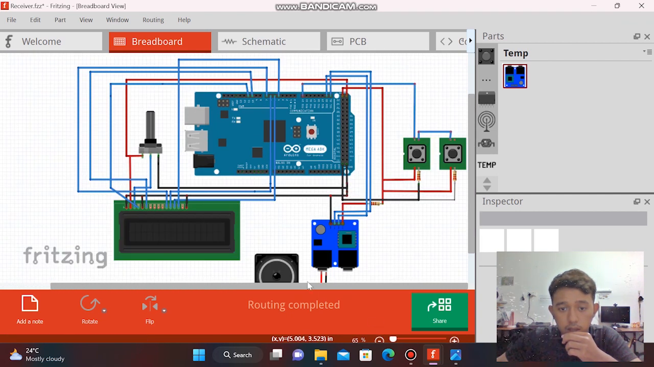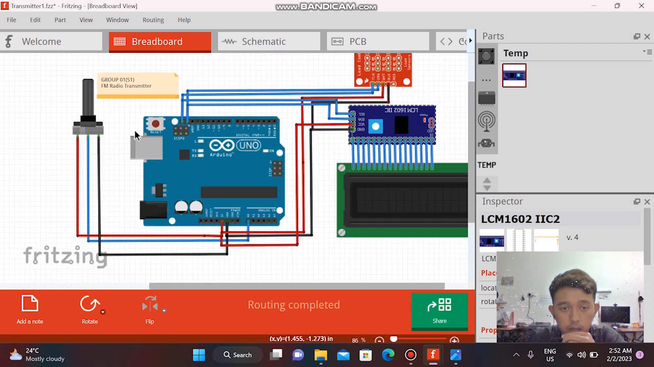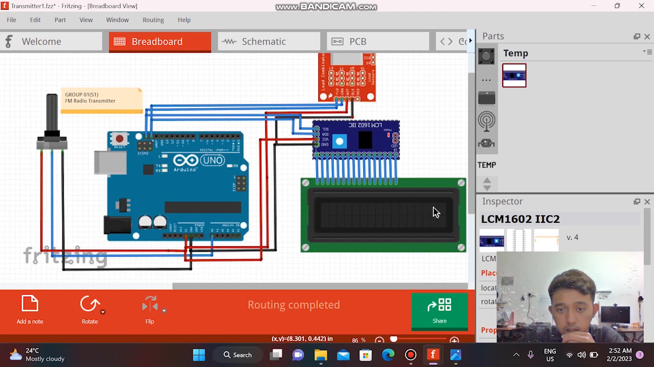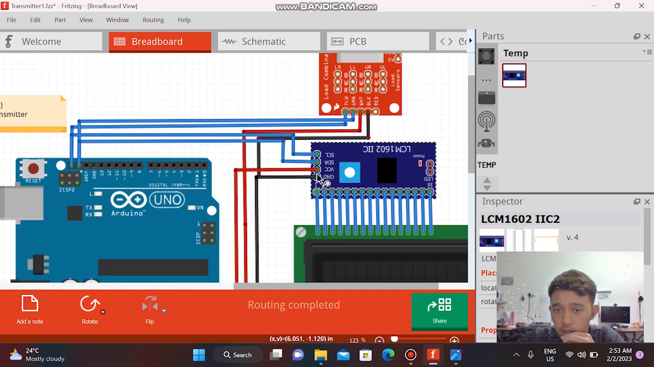This is for the receiver, and then for the transmitter the connection for the potentiometer is also the same: the supply connection to the Arduino Uno, and this connection to the ground. This is the LCD, which connects to the LCM 1602 I2C. The connections for the I2C are ground, power supply, SDA to the Arduino Uno SDA, and SCL to the Arduino Uno SCL.